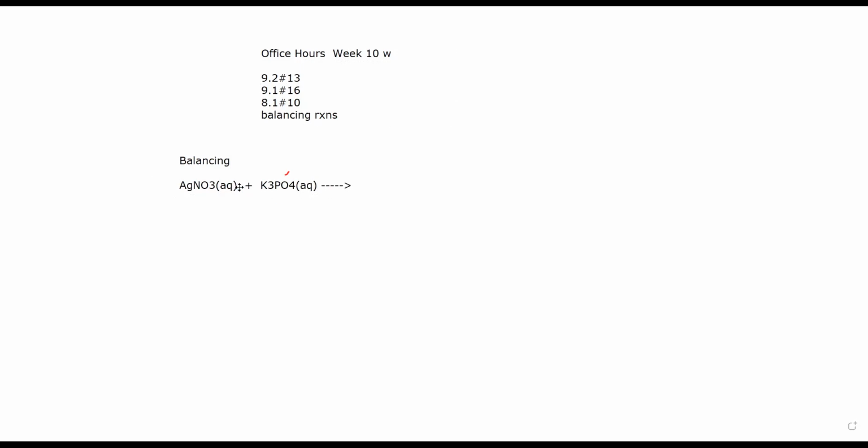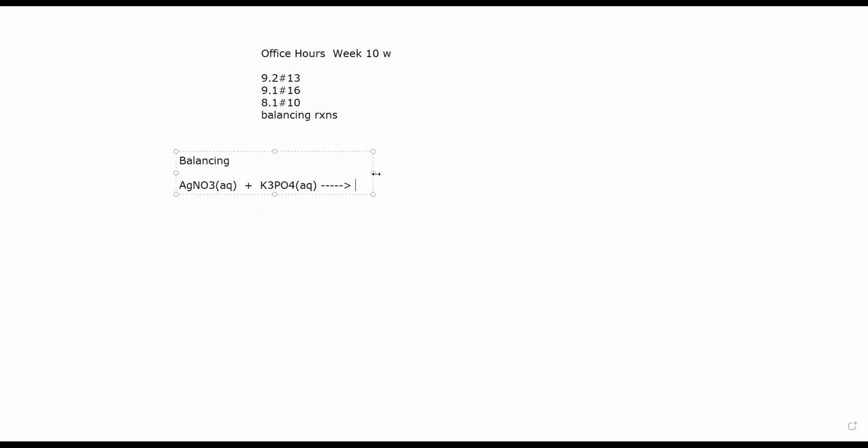Okay, so we want to balance this chemical reaction. The first thing we have to do is predict products. I'm going to do my flip-flop, where I'm looking at my cation and my cation swapping places. So silver replaces potassium, potassium replaces silver. That's what we're looking at.